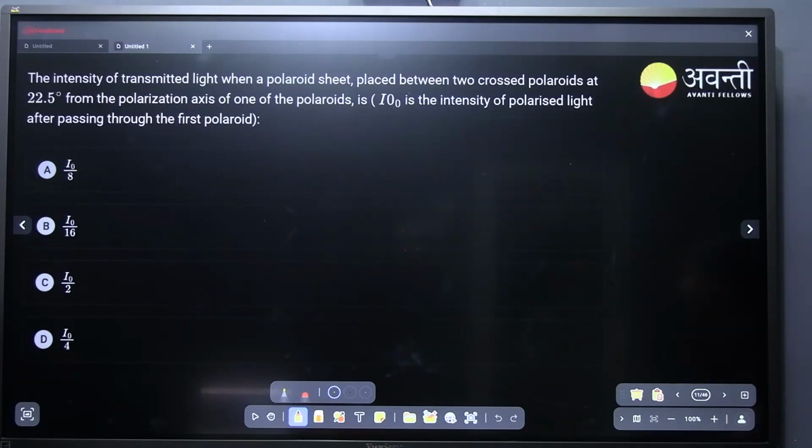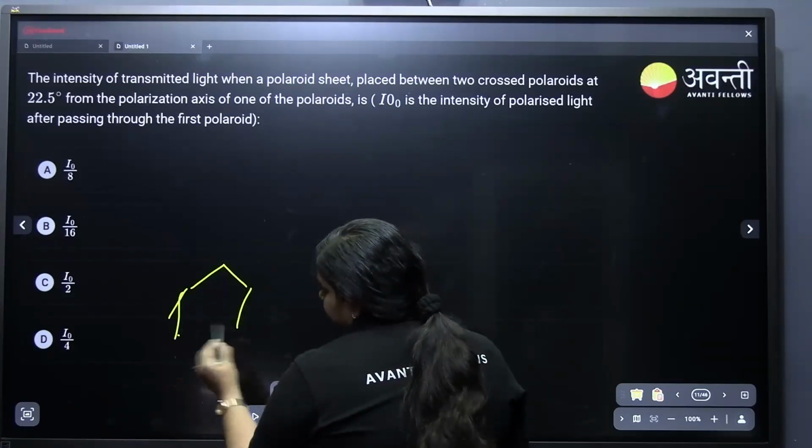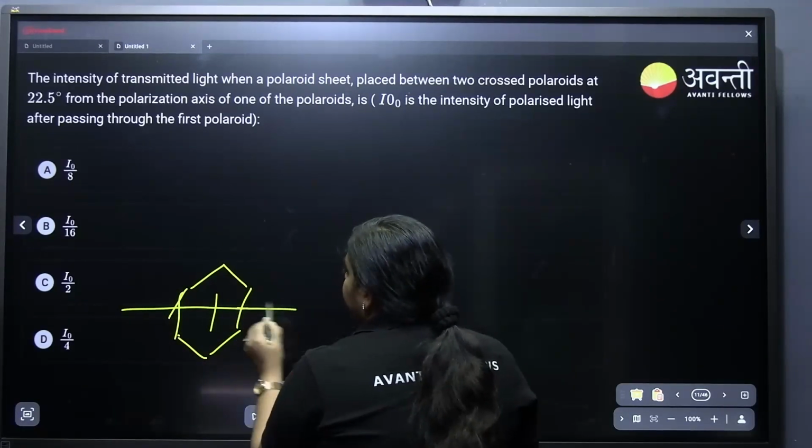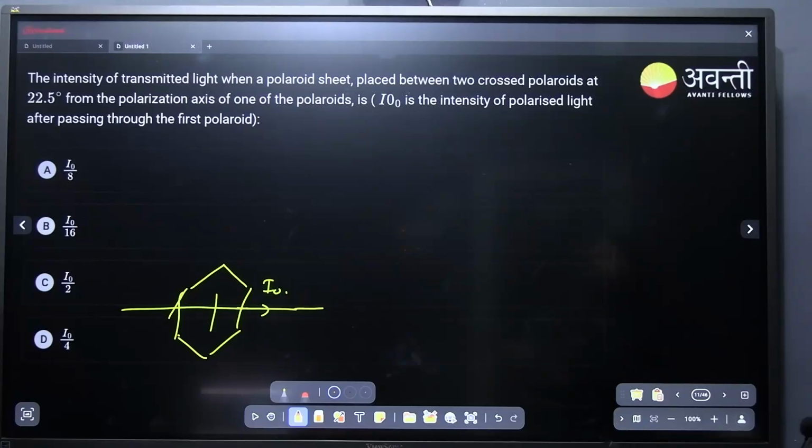Starting from the first question. Okay. Intensity of transmitted light when a Polaroid sheet is placed between two crossed Polaroids at 22.5 degrees. I0 is the intensity of polarized light after passing through the first Polaroid. So one Polaroid is there, and when light passes through it, the intensity is I0. Then a Polaroid sheet is placed between two crossed Polaroids at 22.5 degrees from the axis of polarization of one Polaroid.